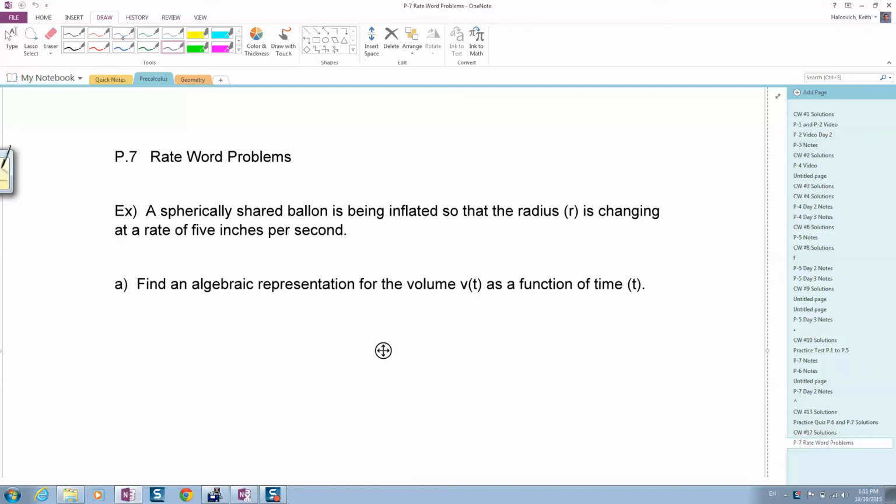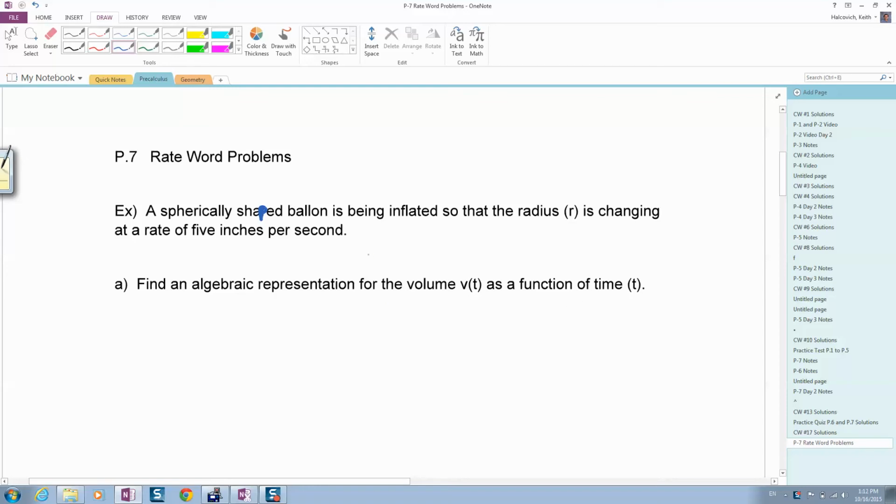We'll start off by talking about a spherically shaped balloon. I should say shaped, not shared. The balloon is being inflated so that the radius is changing at a rate of 5 inches per second. And it says find an algebraic representation for the volume as a function of time.